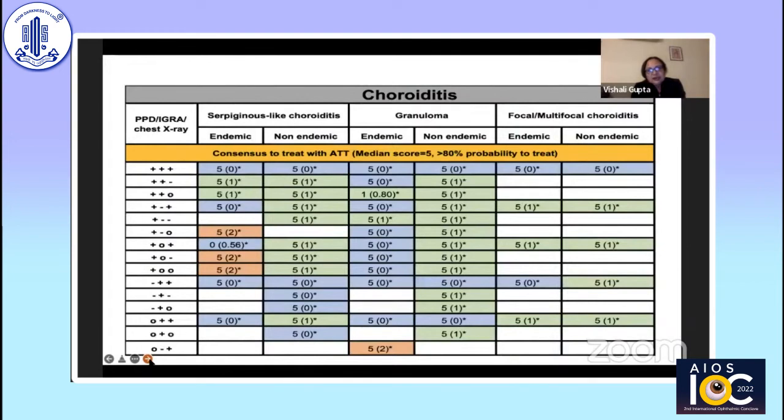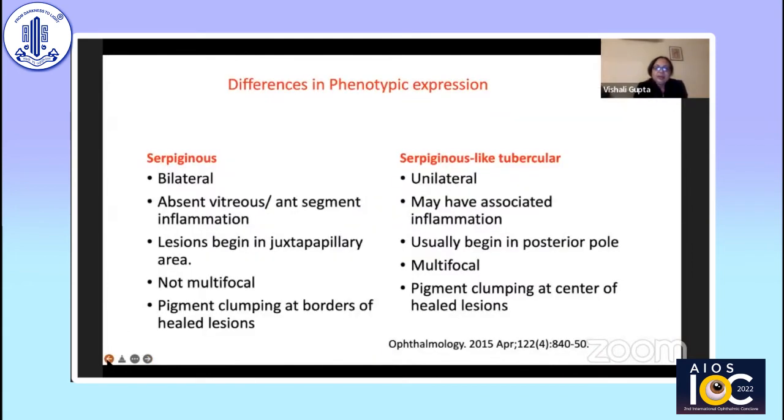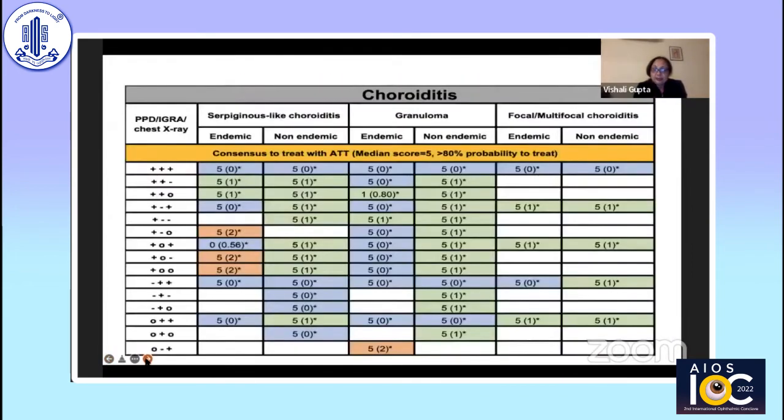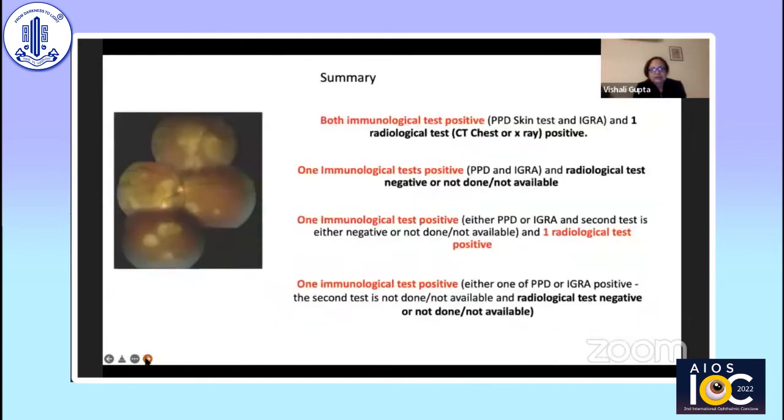It's a busy slide, and I don't really want to go through it, because I know I'm not talking to the uveitis group, but I would just like to emphasize that if you have serpiginous-like choroiditis, the experts agreed that even if one of the tests were positive, you would give anti-TB treatment. Same is true of granulomas. Even if one of the tests was positive, there was a very strong consensus to treat with anti-TB drugs.